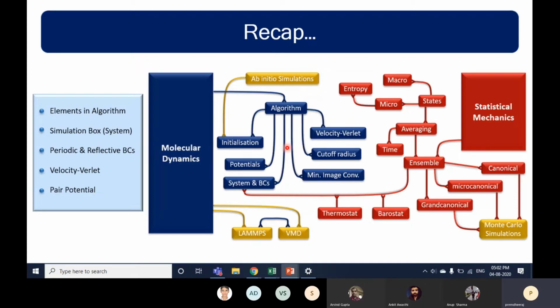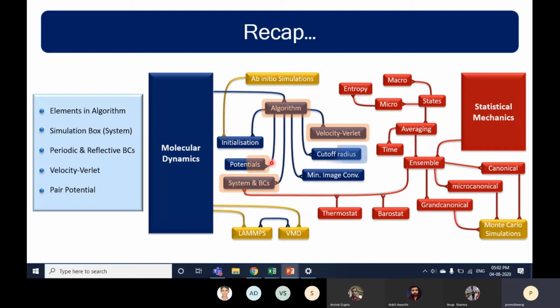After attempting to answer these questions, we came to a point where we started exploring the basic elements in the algorithm of molecular dynamic simulations. Those basic elements that we have already covered were the velocity Verlet scheme, how systems or the simulation box are created, and what kind of boundary conditions we implement in our systems. And to some extent, we have also learned about the potentials.